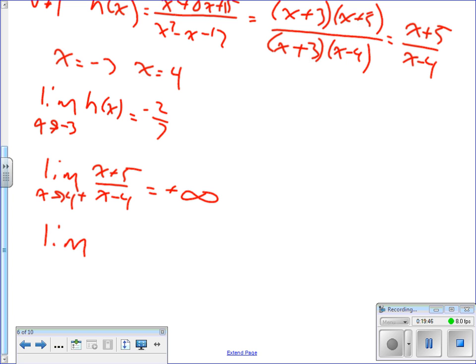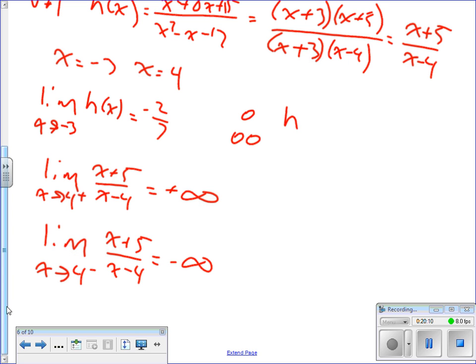The limit as x approaches 4 from the left of x plus 5 over x minus 4. Same concept. I put a number slightly smaller than 4. This is still positive. This is now negative. These go towards negative infinity. Therefore, h of x has a vertical asymptote at x equals 4.